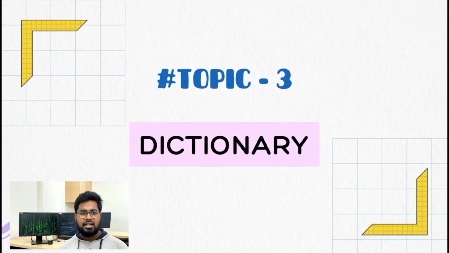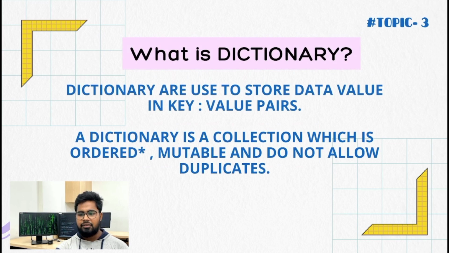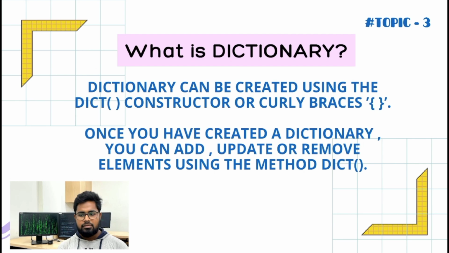Thank you. Hello guys, I am Shafiq. Today I will start dictionary. So what is a dictionary? Dictionaries are used to store data values in key value pairs. A dictionary is a collection which is ordered, mutable and does not allow duplicates. A dictionary can be created using the dict constructor or the curly braces. Once you have created a dictionary, you can add, update, remove the elements using the dict methods.